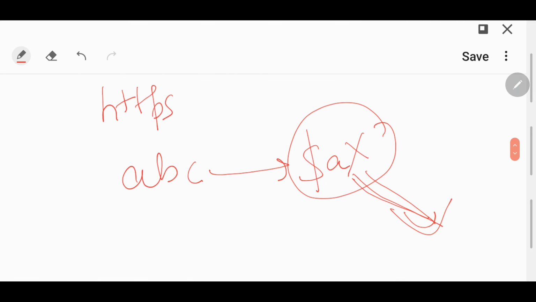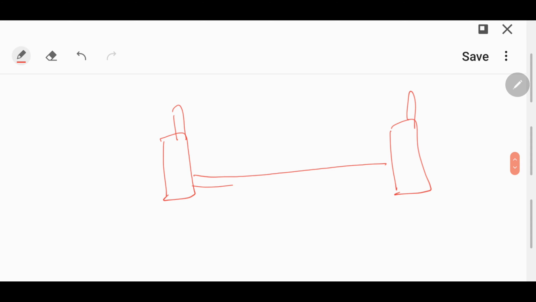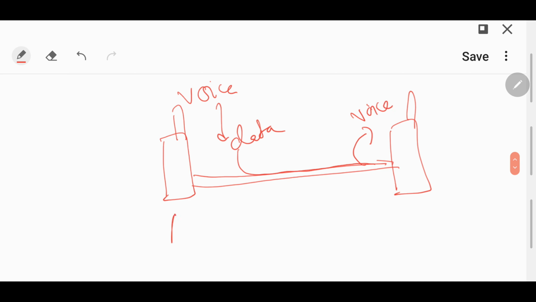For example, let's say these are two mobile devices, and you want to make a voice call via the internet. So what will be done here? Your voice signals will be converted into data signals, and they will be sent via the communication channel, and at the other end they will again be reconverted back to voice so that the other entity can hear your voice.